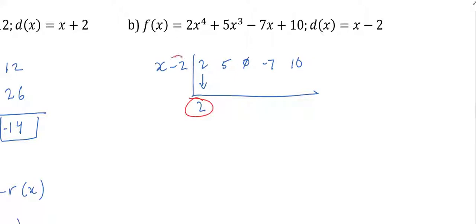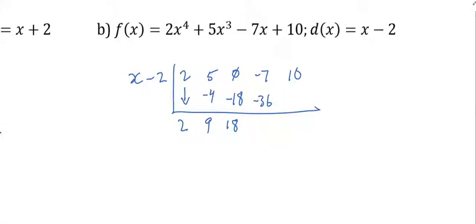And then I go 2 times -2, and I put my answer there. 2 times -2 is -4. 5 minus -4 is 9. 9 times -2 is -18. 0 minus -18, 0 plus 18 is 18. 18 times -2 is -36. -7 minus -36, plus 36, is 29. -2 times 29 is -58. 10 minus negative 58, plus 58, is 68, and we're done. Put a box around that.